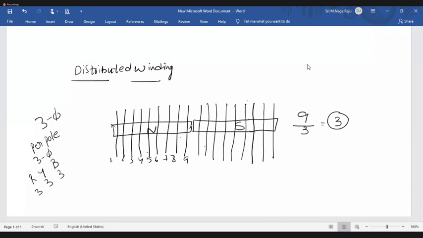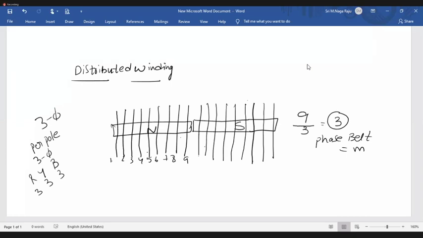Okay. So this is called phase belt. We denote it with M. So now in this case, M equal to 3. That is the number of slots per pole per phase.